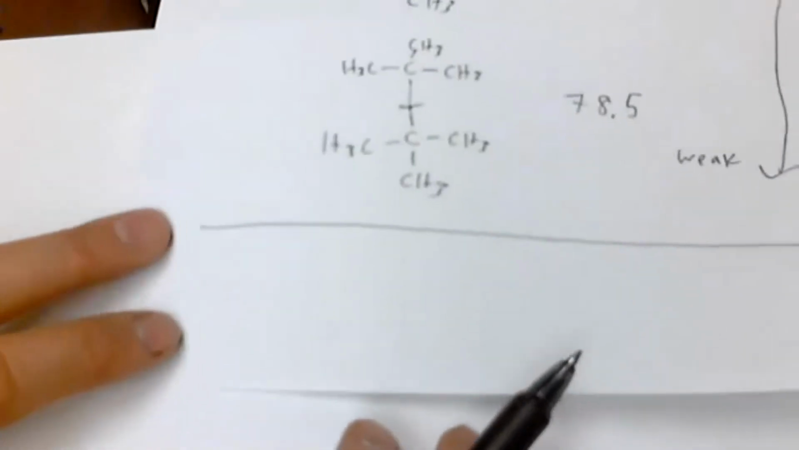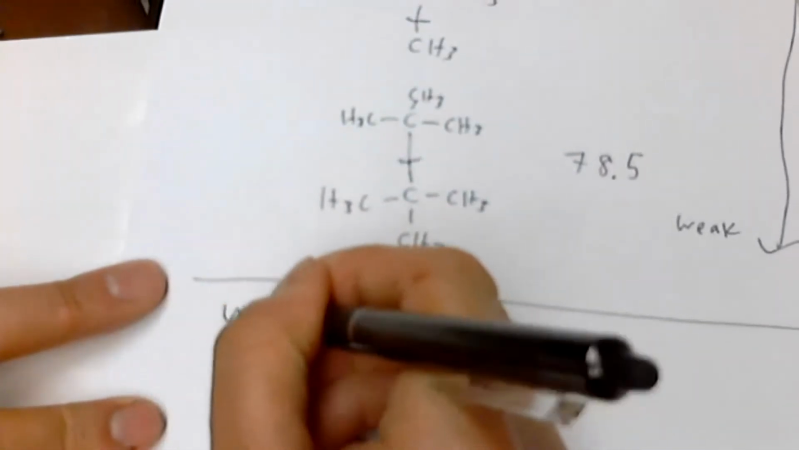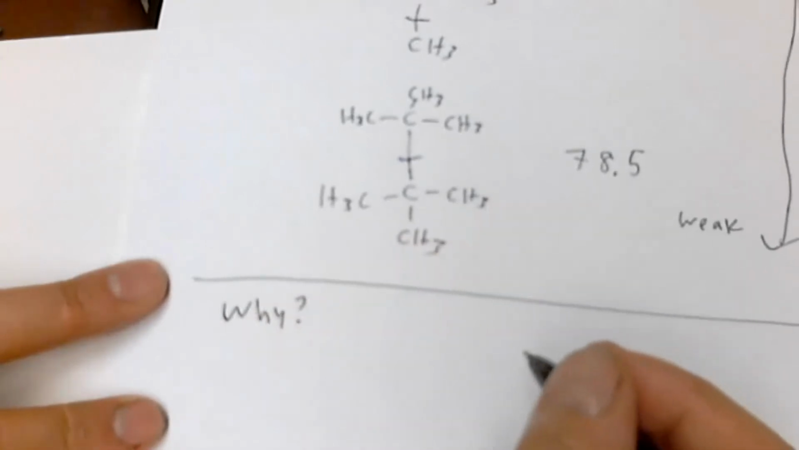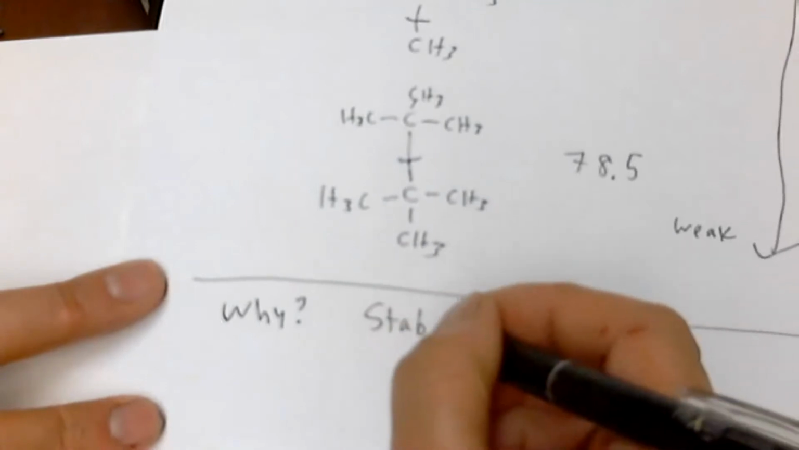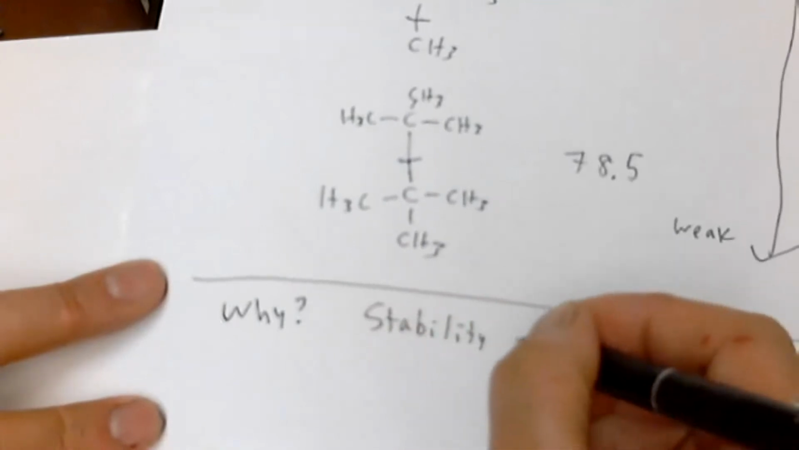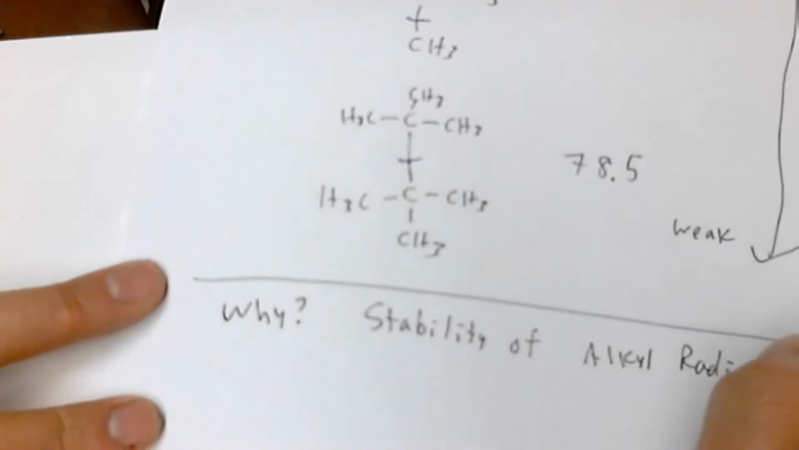And what I'm going to close with is just what I already told you. I'm just going to say it one more time. So why do we have these trends? The answer is the stability of the alkyl radicals varies.